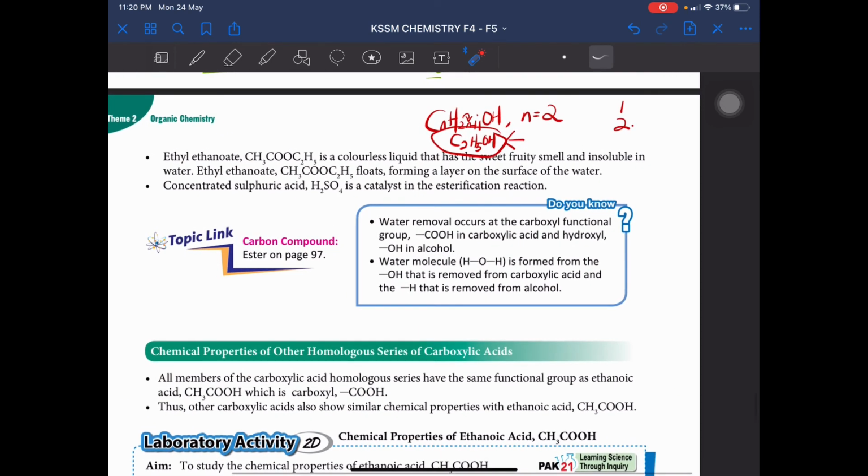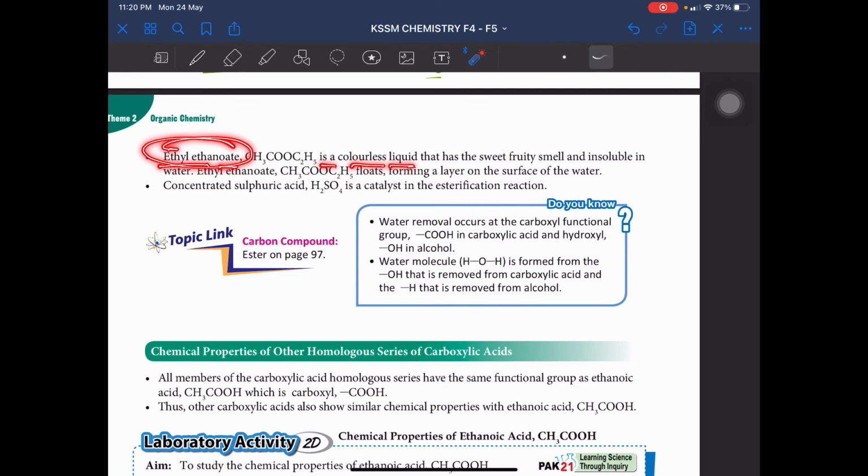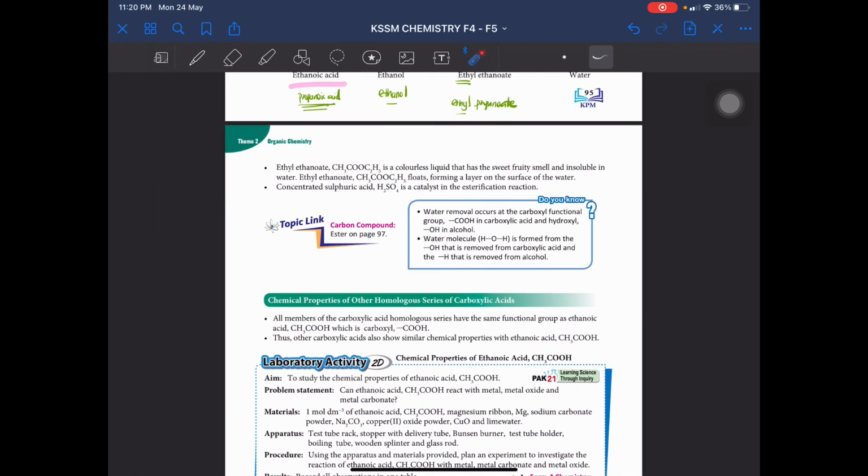So, let us look at the notes here in your textbook. Okay, I need to read it out. Ethyl ethanoate is a colorless liquid, ester ni ester, that has the sweet fruity smell and insoluble in water. Ethyl ethanoate floats, terapung, forming a layer on the surface of water. So, concentrated sulfuric acid is a catalyst in the esterification reaction. Class, ester, ethyl ethanoate sebenarnya adalah bahan kimia yang digunakan untuk mewangikan kamu punya cake, mewangikan badan kamu di dalam perfume. That will be in the next chapter. Dan juga sabun. Okay, so that's the next chapter.